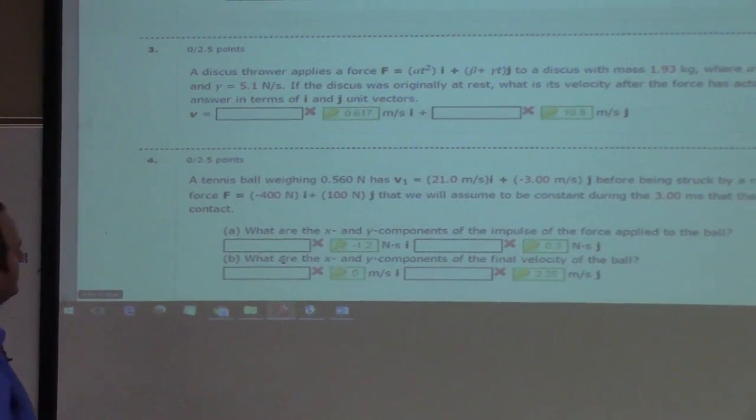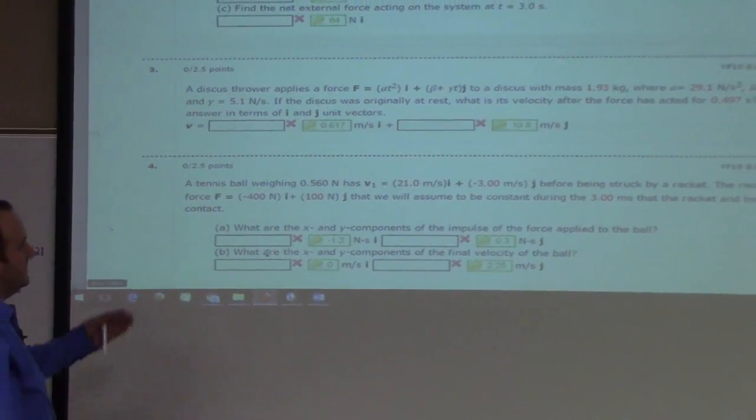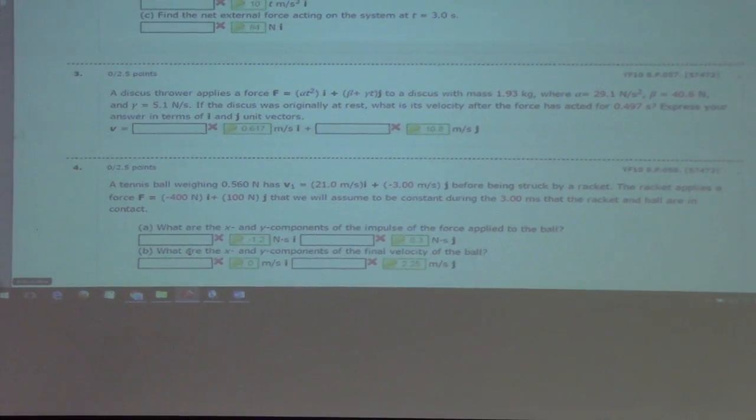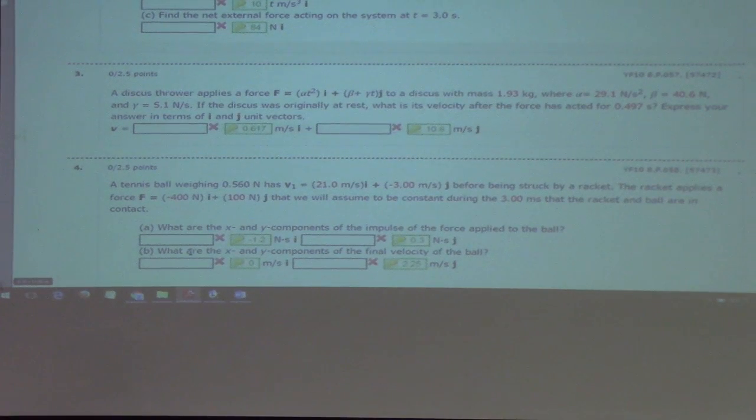A discus thrower applies a force, like so, to a discus with a mass of 1.93 kilograms, where alpha and beta are constants and gamma is another constant, which are given. If the discus was originally at rest, what is the velocity after the force has acted for 0.497 seconds? Express your answer in terms of i and j unit vectors.